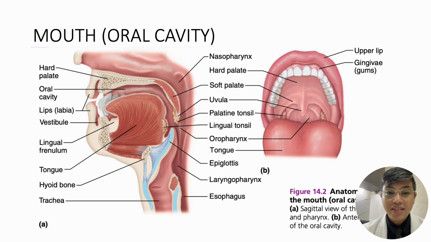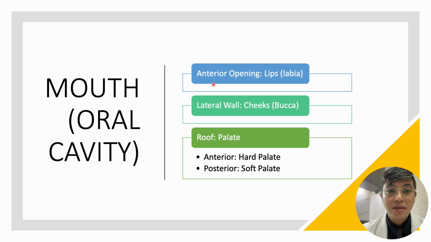Now, this is your oral cavity, in sagittal view and anterior view. Remember that, as you can see here, the anterior opening will be your lips. Ito yon. Okay? The lateral wall is your cheeks, or the medical term would be bucca. For the lips, it's labia. While the roof, yung pinaka-bubong, would be your palate.